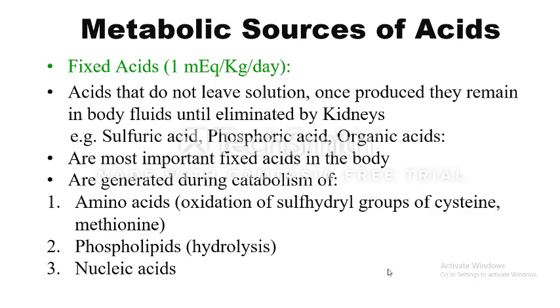Examples of these fixed acids present in our body are sulfuric acid, phosphoric acid, and other organic acids. The most important fixed acids in the body are generated during catabolism of amino acids, generally through oxidation of the sulfhydryl group of cysteine and methionine, and through hydrolysis of phospholipids and nucleic acids.